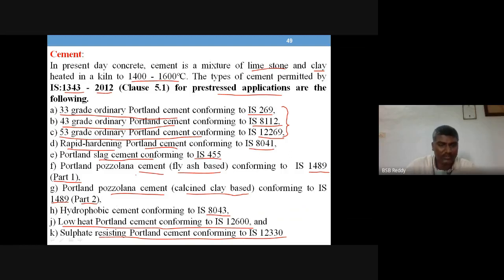As you can see from those names, like pozzolanic cement, slag cement, hydrophobic cement where you want water resistance, and low heat Portland cement where you need to arrest the cracks from the heat generated by the cement upon reaction, and wherever the sulfate attack is very high, you have to use sulfate resisting Portland cement. So these are the cements available for use in pre-stressed applications.